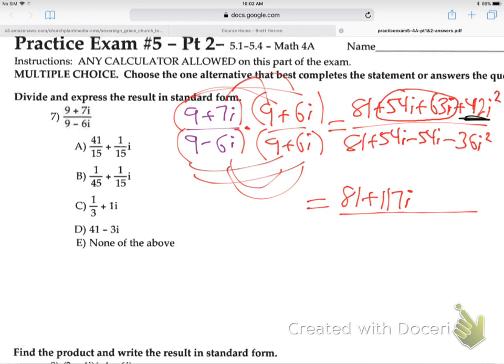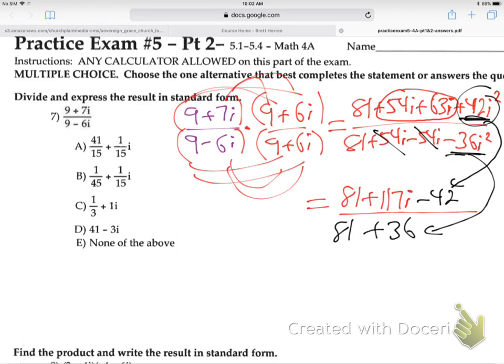Negative 42. Yeah, it's just negative 42. Is everybody okay with that? Because remember, i squared becomes negative 1, doesn't it? Regular i's stay as regular i, but i squareds become negative 1. On the bottom, we have 81. These cancel. By the way, that's why we do the opposite sign. You see why we do the opposite sign? Because it always makes the i's cancel on the bottom. We want no i's on the bottom. And then minus 36i squared becomes plus 36, because again, i squared is negative 1.